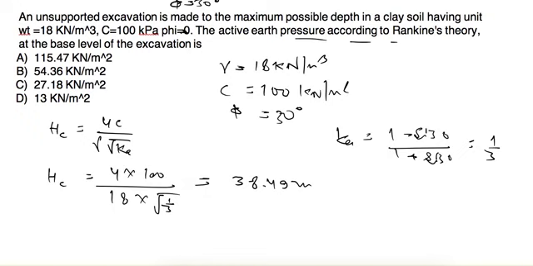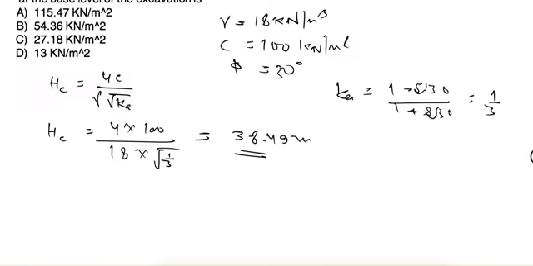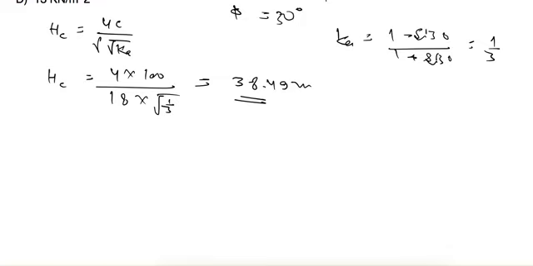And now we need to find out the active earth pressure according to Rankine's theory at the base level. So we need to find the pressure at 38.49 meter. In case of C-phi soil, the active earth pressure we know is given as Ka gamma Z minus 2C under root of Ka. So we just need to put these values.